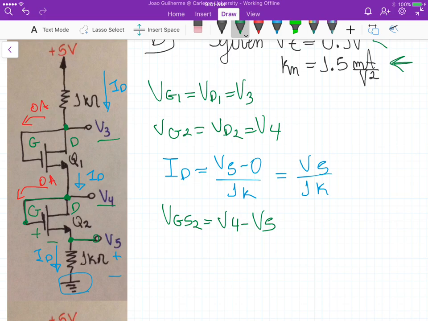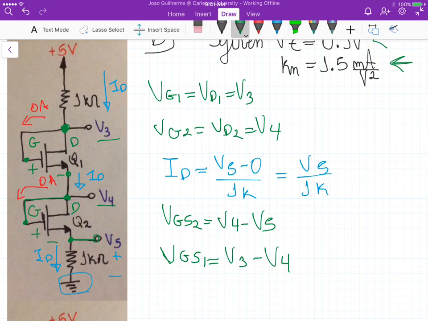Now if we go up there, we can write a similar equation for VGS1, right? So VGS1 here, VGS1 equals V3, the potential here, minus the potential here, which is V4. Correct? So those are two equations that we have.